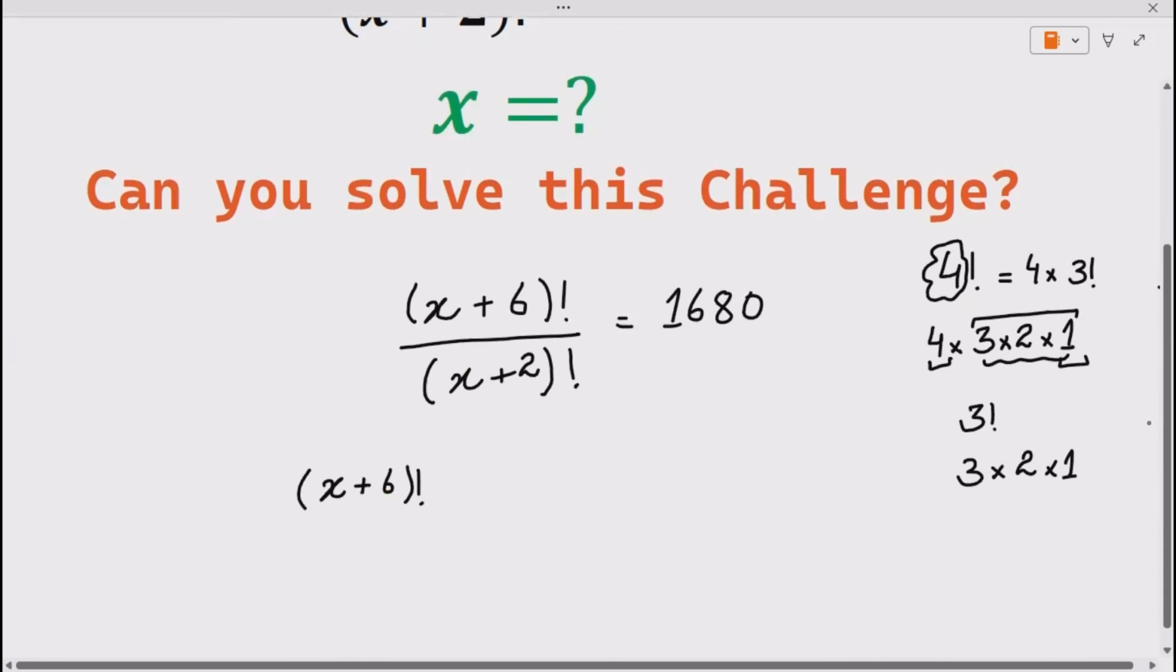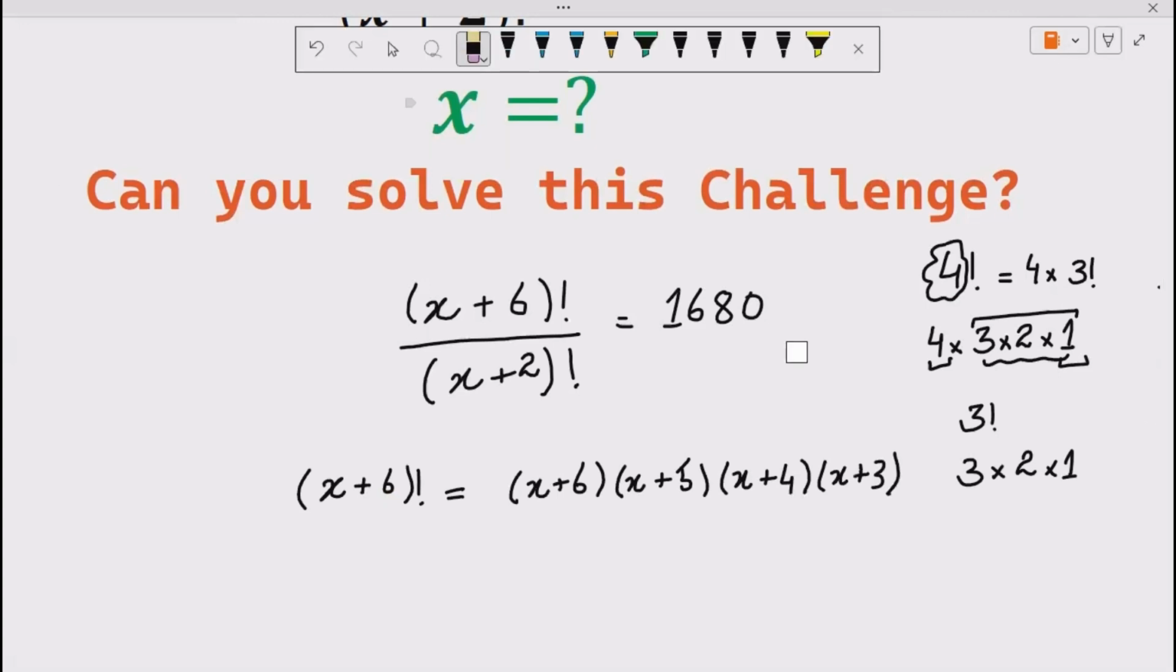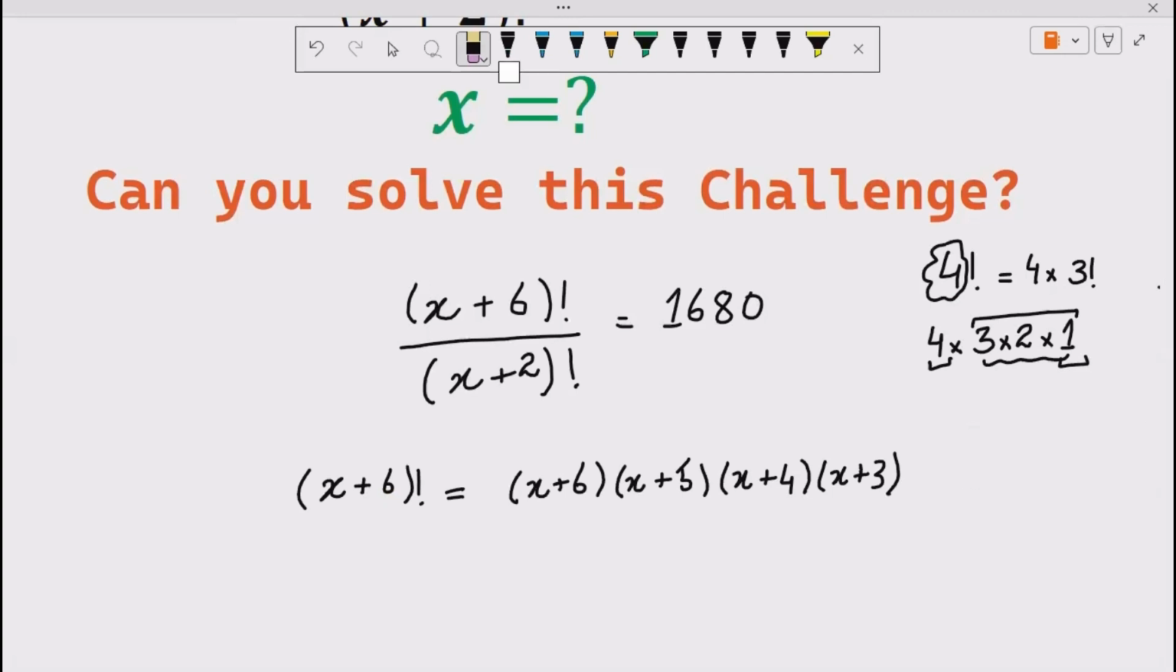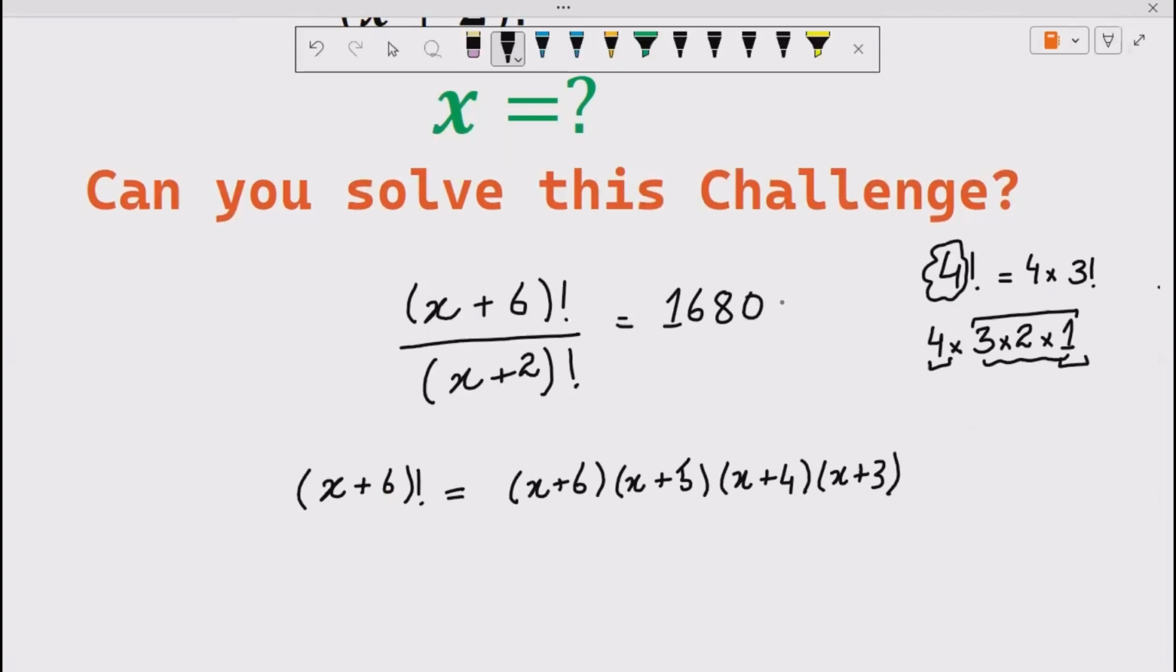So let's do (x + 6)!. I can write (x + 6)! like what? (x + 6), (x + 5), (x + 4), (x + 3), then what do we have? (x + 2)!.